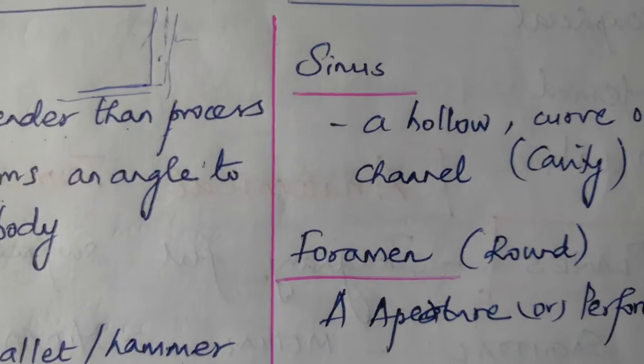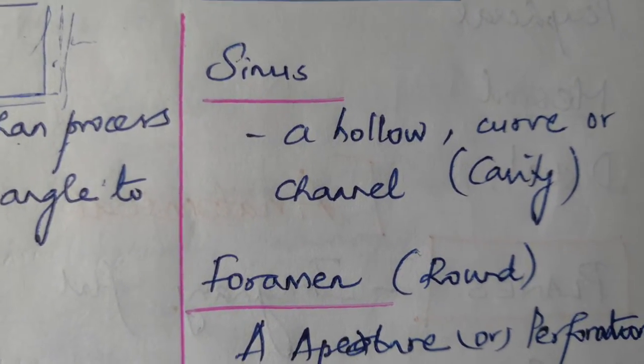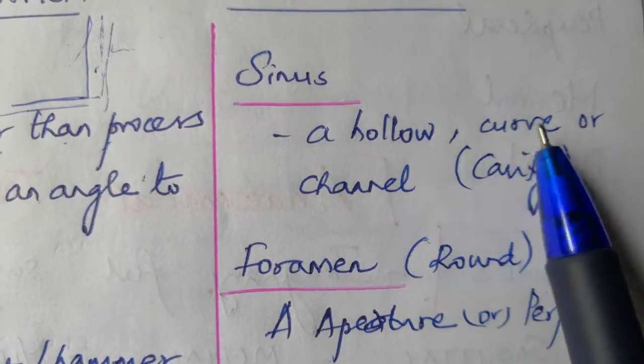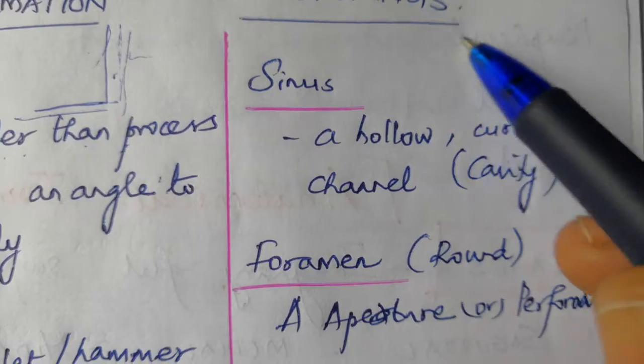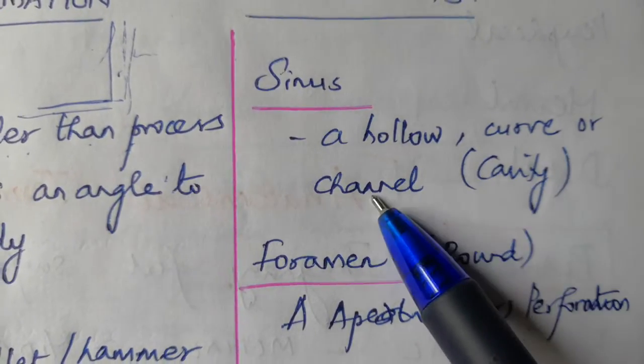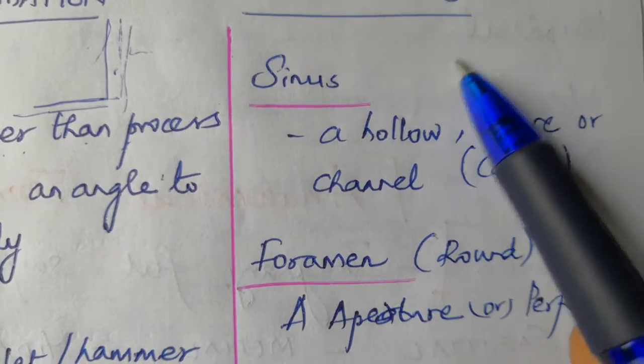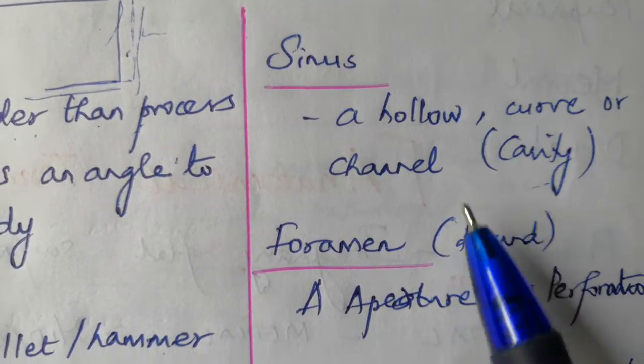Sinuses related terminologies. Sinus means a hollow curved channel, an empty cavity. We call it a sinus. Examples are the maxillary sinus and frontal sinus, which are air-filled cavities.